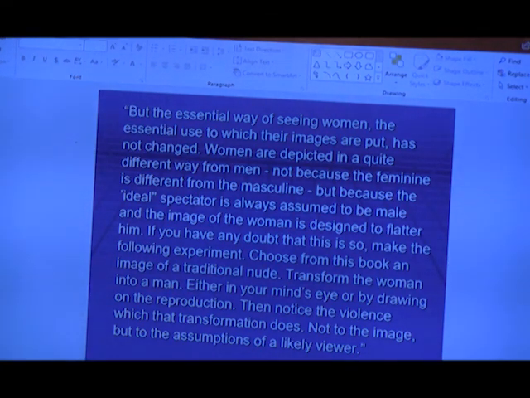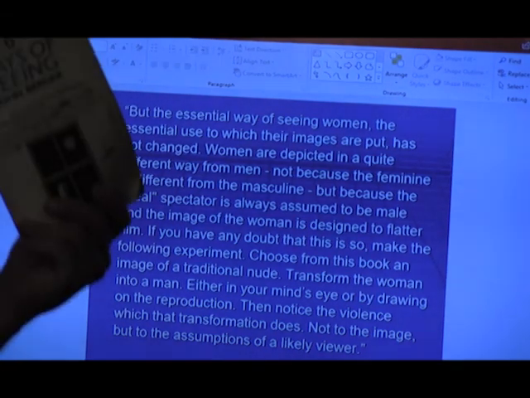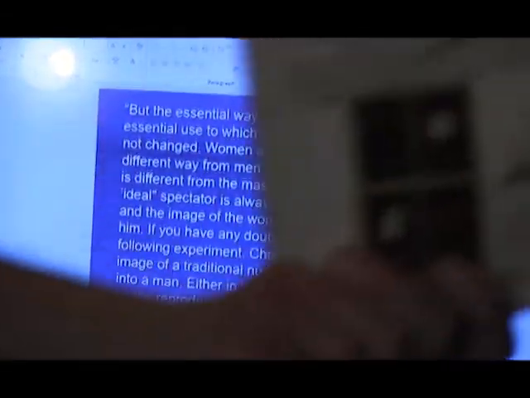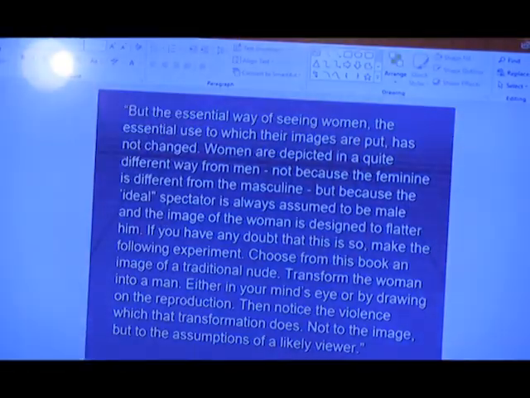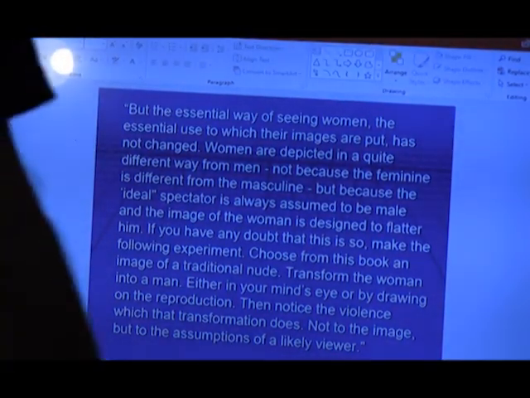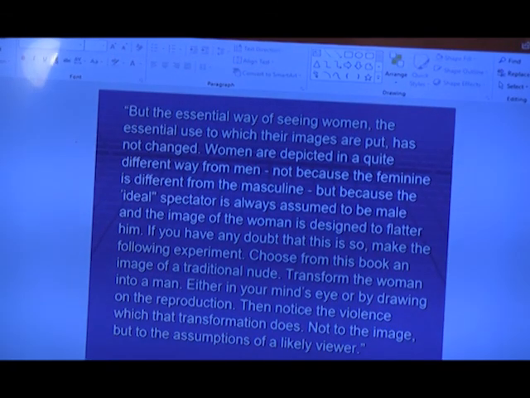If you have any doubt about what he's saying, do the following experiment. Choose from this book, the one that you're reading that's torture, an image of a traditional nude. Transform the woman into a man, either in your mind's eye or by drawing on the reproduction. Then notice the violence which the transformation does, not to the image, but to the assumptions of a likely viewer.